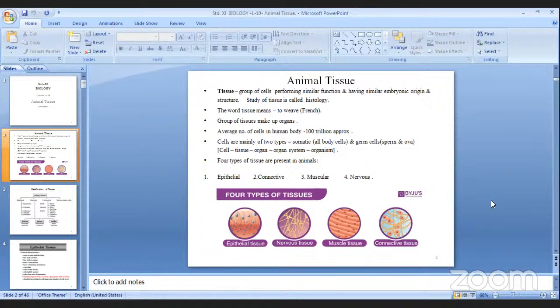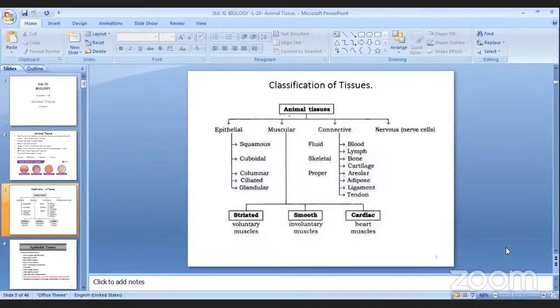Cells are mainly of two different types. One is somatic, which forms the whole body cell, and the other is the germ cells, which is concerned with the reproductive organs, forming the sperm and the ova. There are four types of tissues that we are going to study in animals today: epithelial, connective, muscular, and nervous. You can see these diagrams over here, how they, in general, look. So animal tissue, let's start.